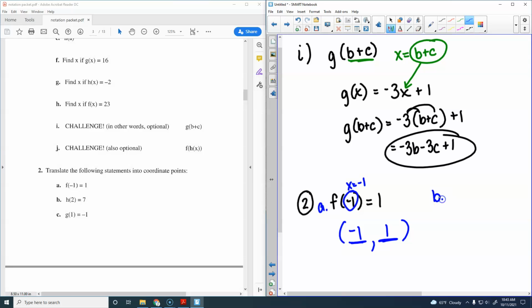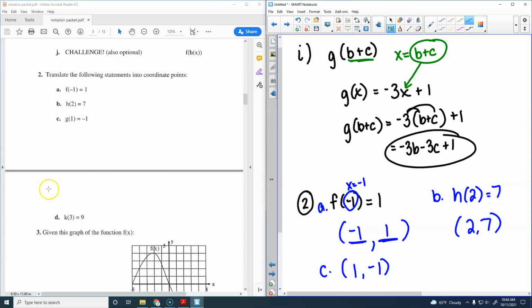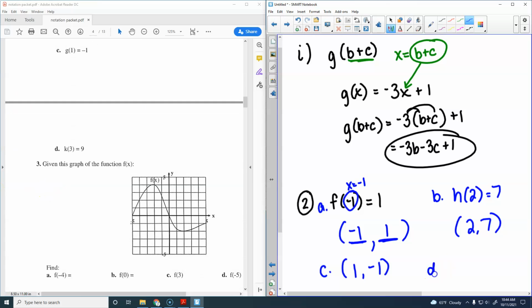So for B, whenever I look at that, Easton, what would the coordinates be for h of 2 equals 7? 2, 7. Okay, yes. What would you get for C? 1, negative 1. Okay, so your x-coordinate is what's inside the parentheses, the y-coordinate is what it's equal to. Okay, let's go ahead and do D there. Peyton, what would you get for D?